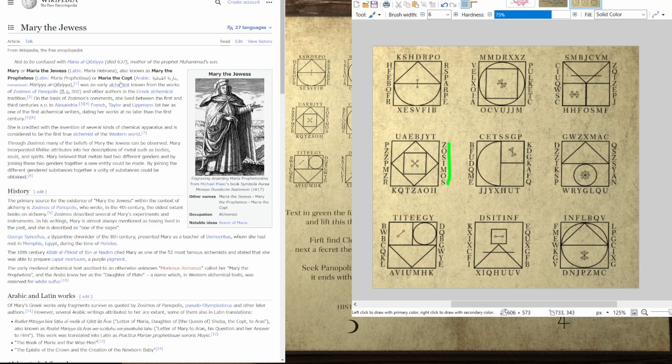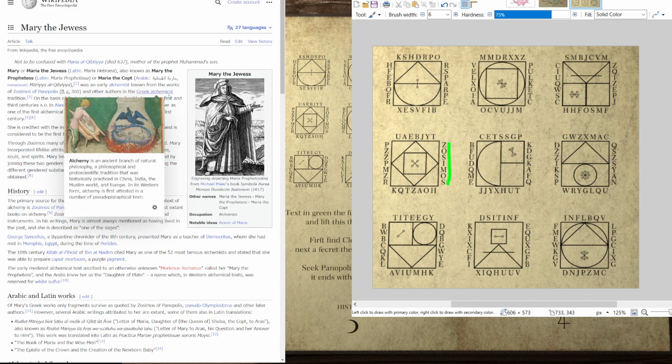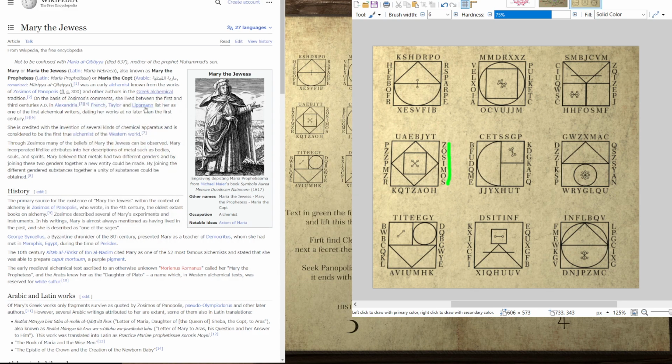Mary the Jewess was an early alchemist known from the works of Zosimos of Panopolis and other authors in the Greek alchemical tradition. She lived between the 1st and 3rd centuries in Alexandria. She's considered the first true alchemist of the Western world. Mary believed that the metals had two different genders, and by joining these two genders together, a new entity could be made. Uh-huh.